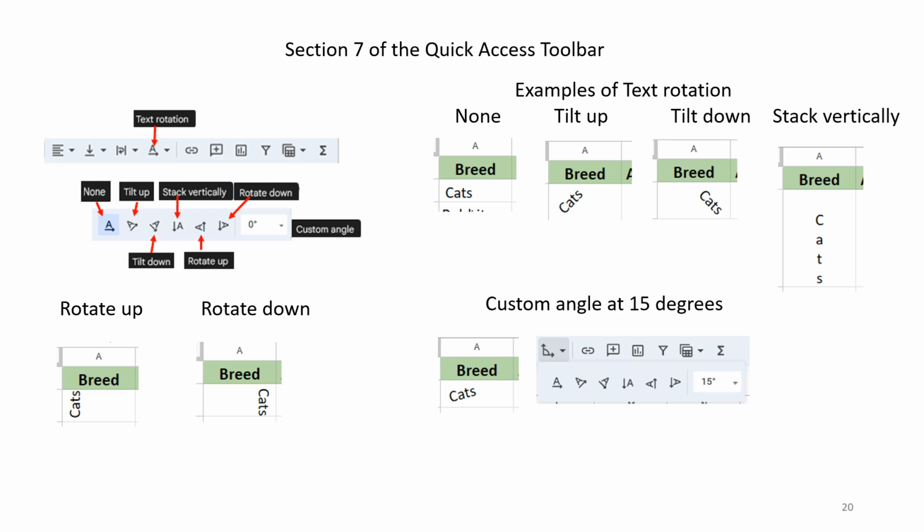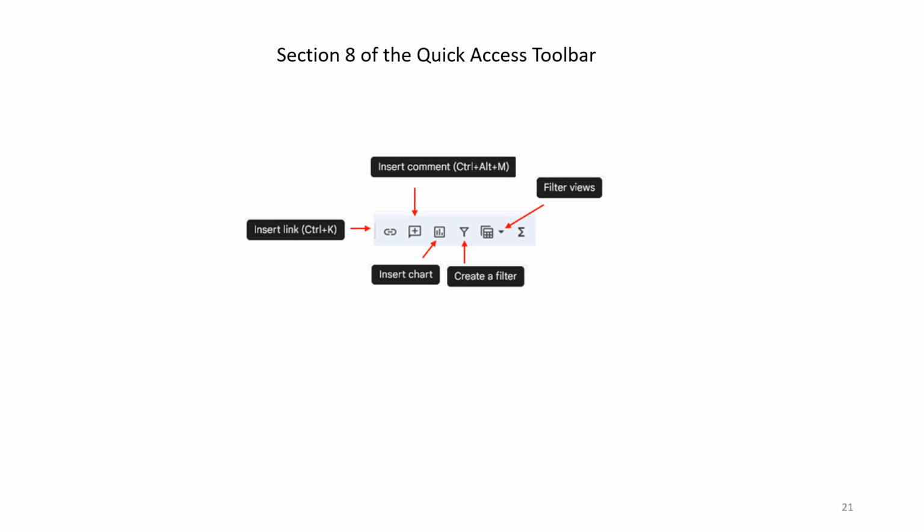Section 7 of the Quick Access Toolbar. Examples of text rotation. None, tilt up, tilt down, stacked vertically, rotate up, rotate down, custom angle at 15 degrees. Section 8 of the Quick Access Toolbar.